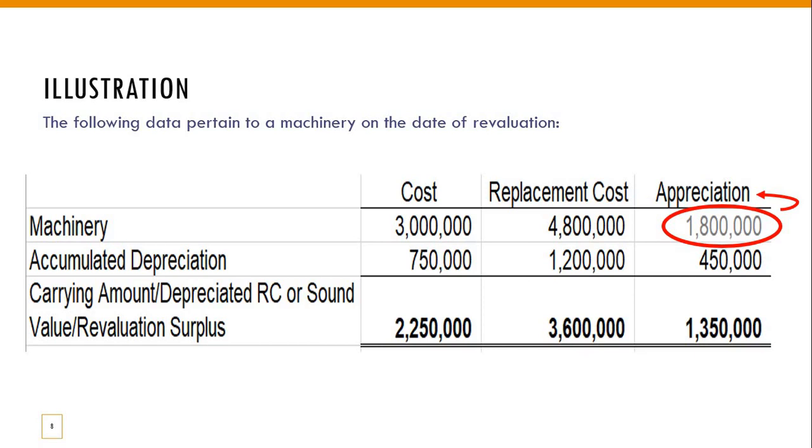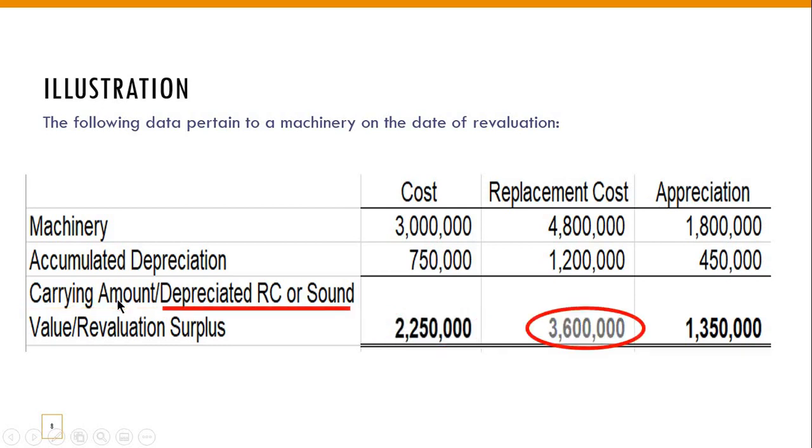This is the appreciation. That's 1.8 million. How was it computed? That's just the difference between the cost and the replacement cost, so there is an increase of 1.8 million. This 2,250,000 is the carrying amount. That's the original cost minus accumulated depreciation, 2,250,000. That's the carrying amount.